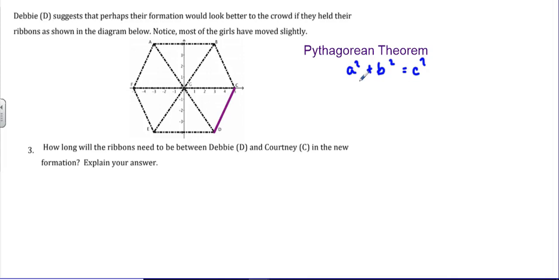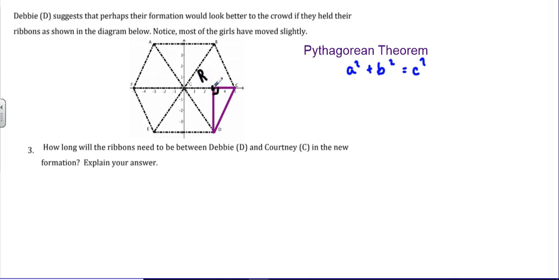Since we don't have a right triangle, we need to make a right triangle. To make a right triangle, we can just go from point D straight up to the x-axis and then straight over to C, so that the first segment was vertical and the second segment was horizontal. At this point I want to name my right angle just to make it a little easier to talk about. So there's where the right angle is. Let's use the letter R for right angle.